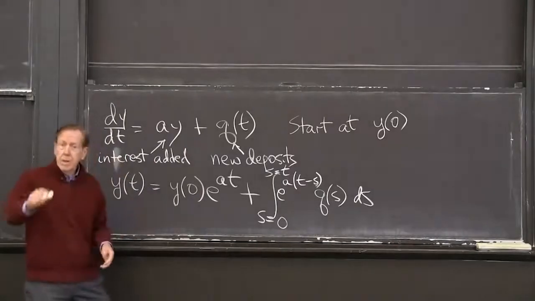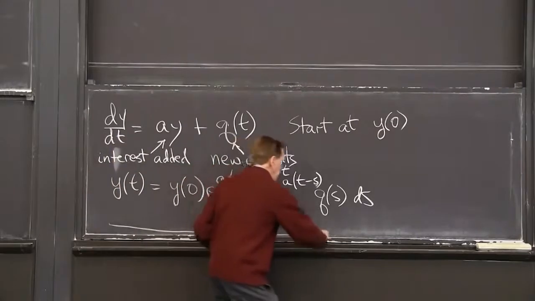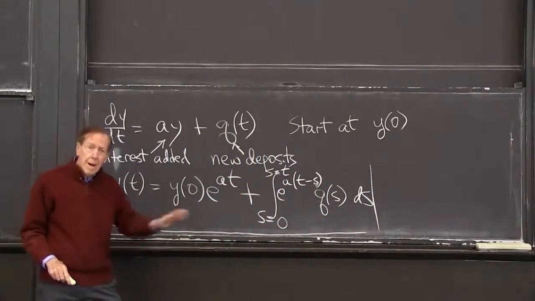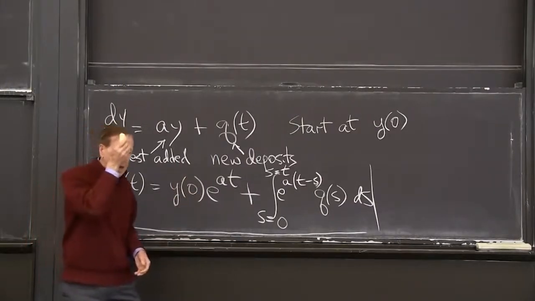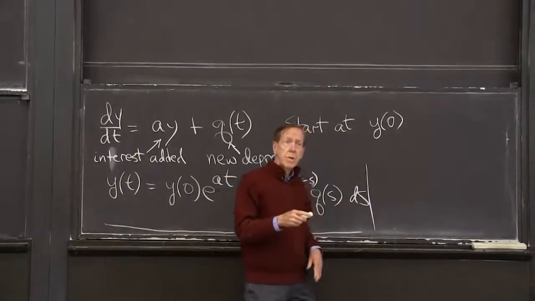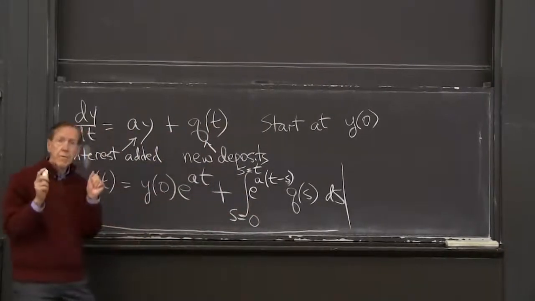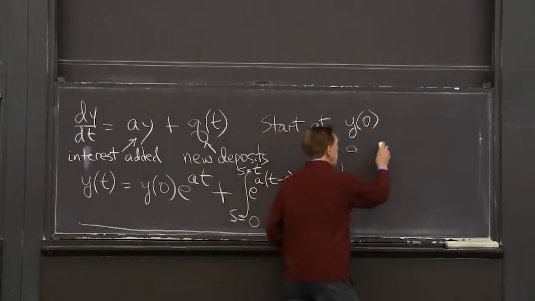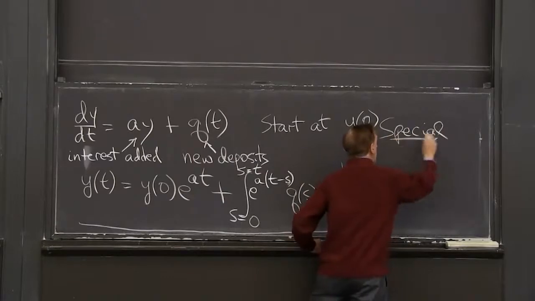I could put a big box around it. Let me start a box anyway. I could check that it's correct, but I hope you see why it's right. And let me make some comment on the examples of q where we didn't have this formula, we just went for it directly.